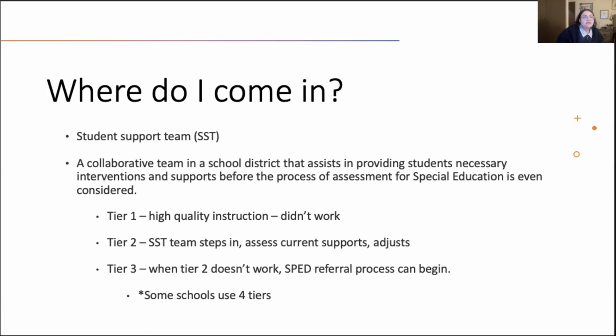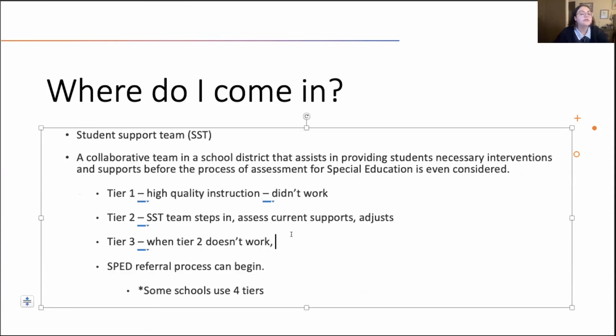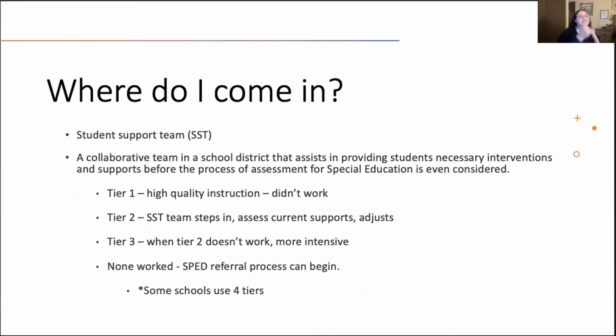Again, tier 3, student support team still coming in. If tier 2 doesn't work, tier 3 moves into place. Tier 3 is more intensive. When tier 2 doesn't work, we provide more intensive support. You're doing the same thing with your team. You're doing all of that work. And when none of that works, then we move on to the official special education referral process.